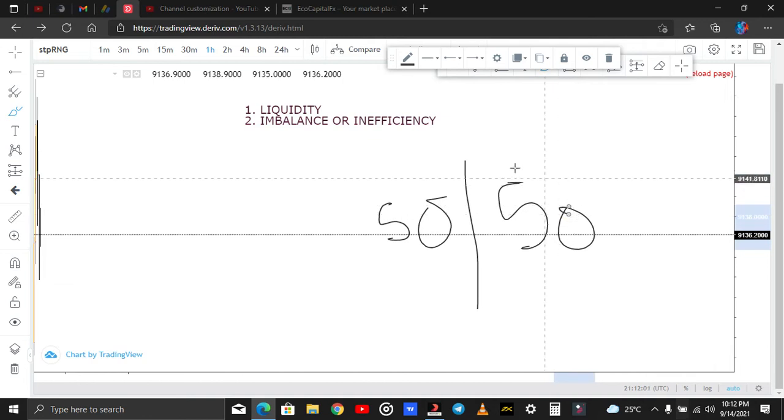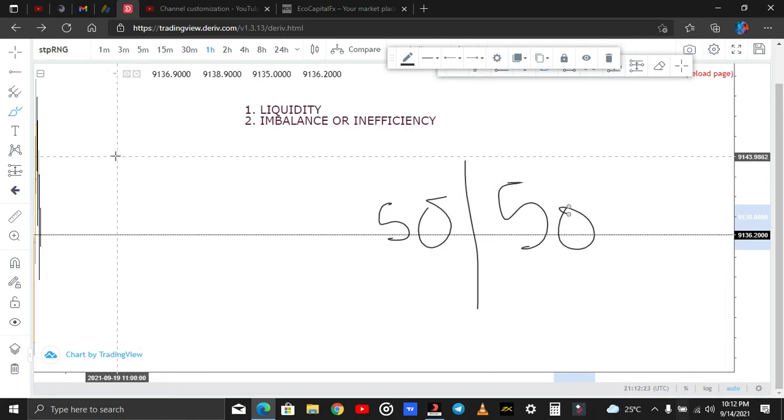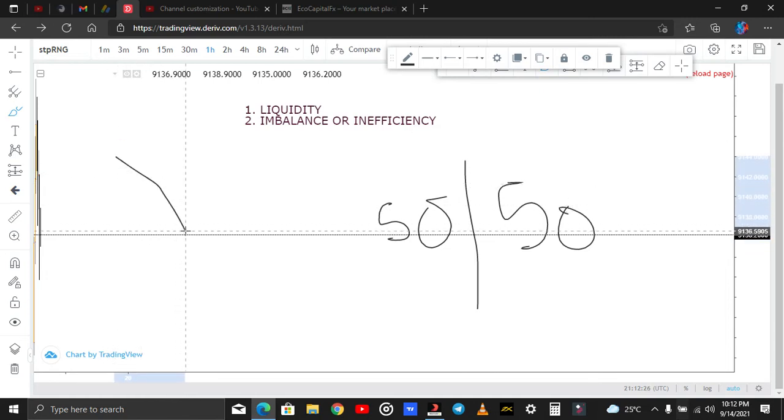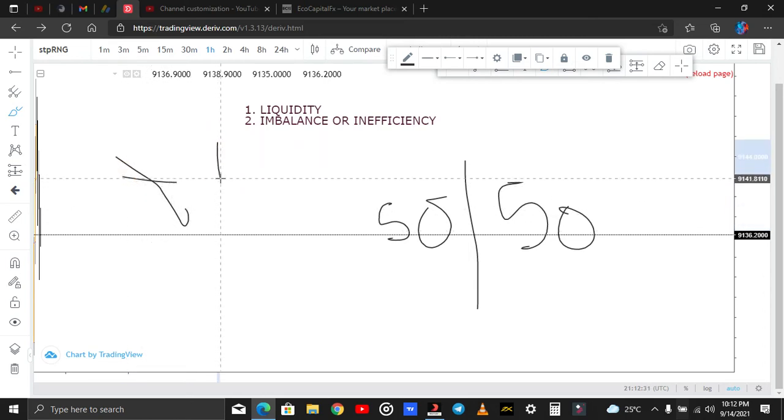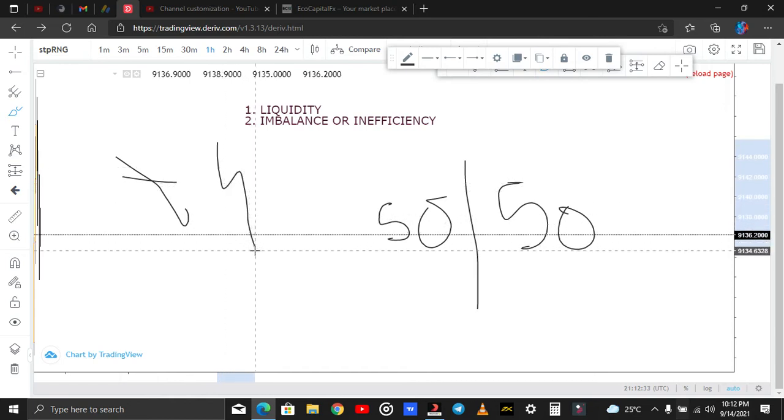For price to be efficient, for price to move, there must be 50% buying and 50% selling. This is like the rule of the market. But sometimes, because of institutional traders, when they enter the market with huge lot size, just imagine someone having an account of $50 million enters a trade with full lot size. You see that there will be a very strong move in price, thereby creating inefficiency.